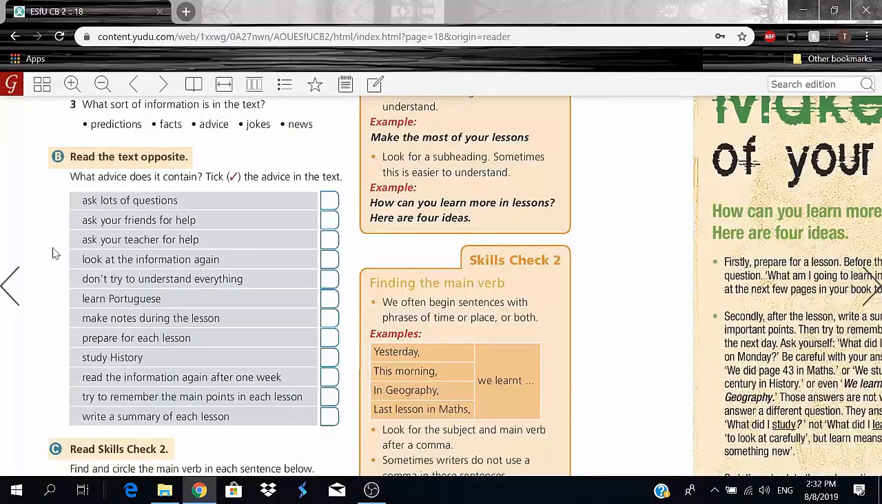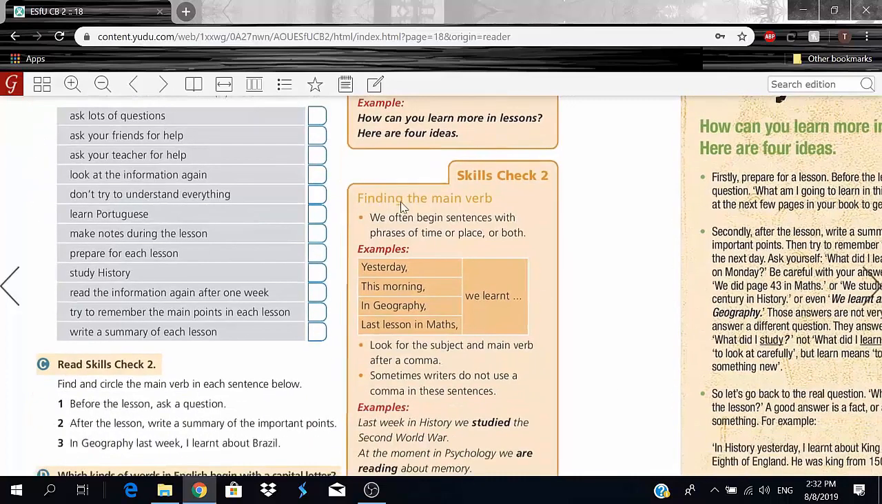Now, let's move on. Okay, so we're gonna hop into skills check 2 here, finding the main verb. We often begin sentences with a time or place, or both. So here we have examples: yesterday, this morning, in geography, last lesson in math, okay? But what he wants us to know is look for the subject, and more importantly, look for the main verb after a comma.